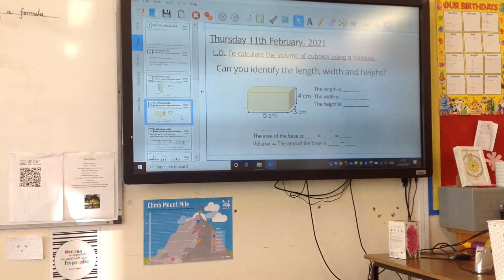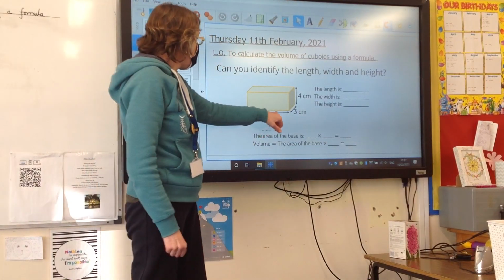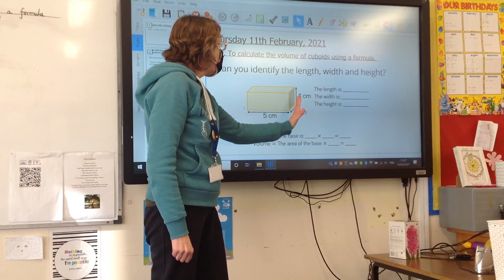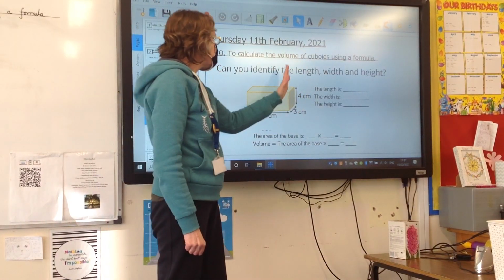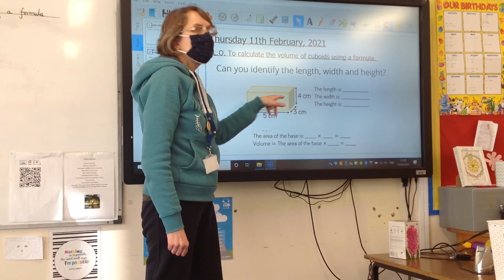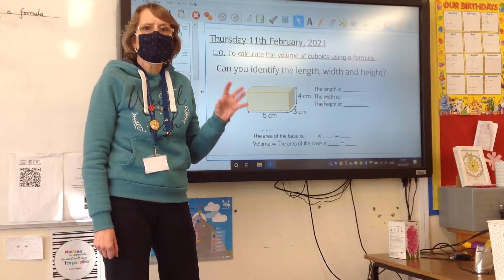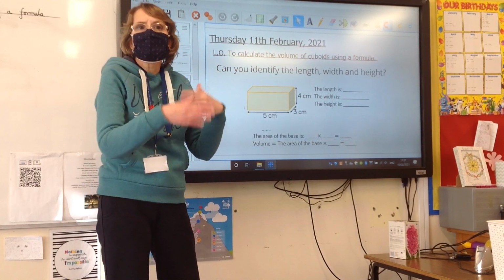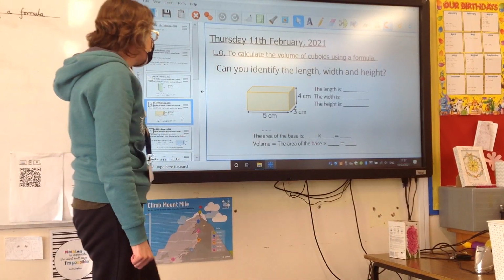So, can you identify the length, the width and the height? The length is 5 centimetres. The width is 3 centimetres. The height is 4 centimetres. Height is nice and easy. Don't worry too much about length and width, because even if you get it the wrong way around, it won't affect your calculation. You will still end up with the same answer when you've multiplied them together using the formula to find the volume. So don't panic too much about that.